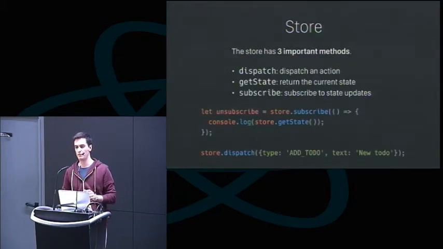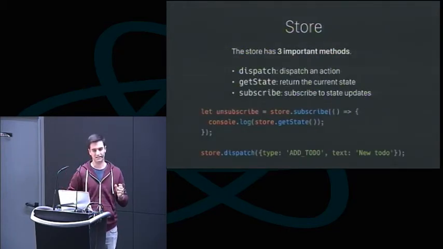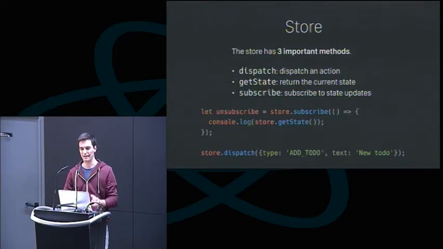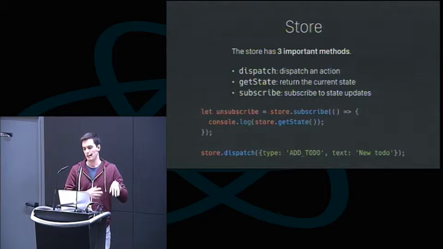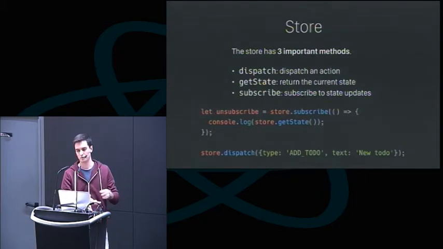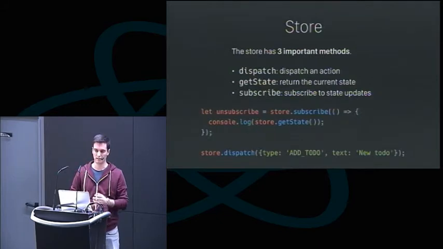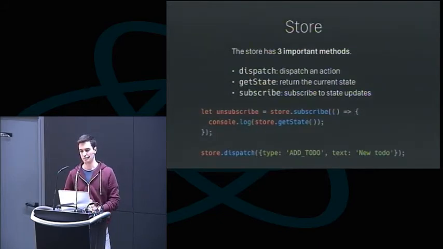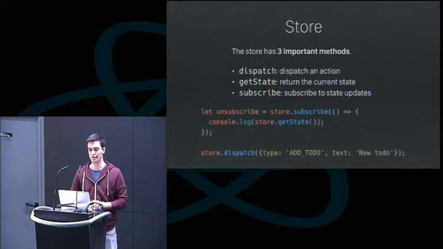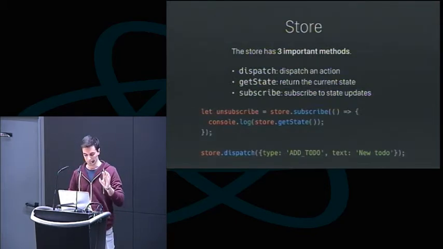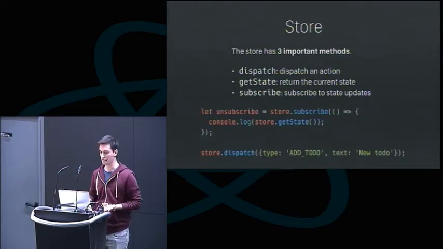It has 3 important methods. One is dispatch, the one that dispatches actions. It receives one action, and then it dispatches the action to all the reducers. Then getState, to get the current application state, and subscribe. Subscribe returns you a function that when it's invoked will unsubscribe you.